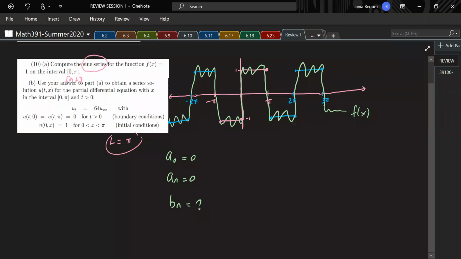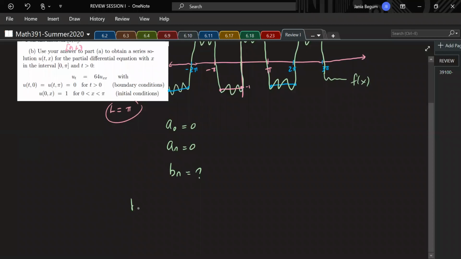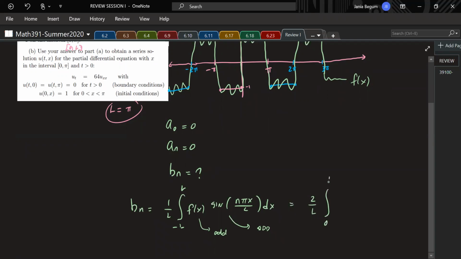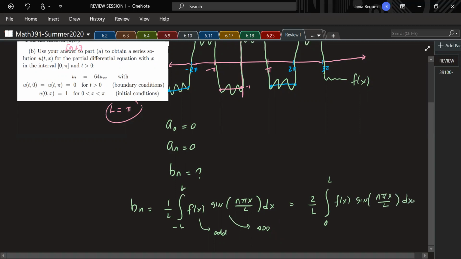Bn, by definition, is equal to 1 over L times the integral from -L to L of f of x times sine of n pi x over L dx. We know L is pi, and because we extended f as an odd function, and sine itself is an odd function, odd times odd gives you an even function. So we can double the integral: 2 over L, and go from 0 to L. Does this make sense, guys? Yes. Yep, okay.